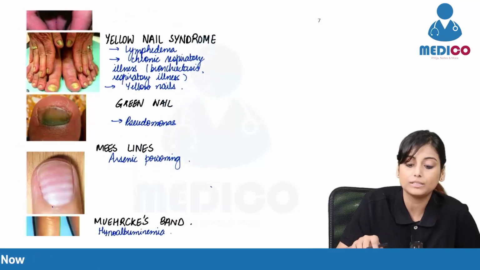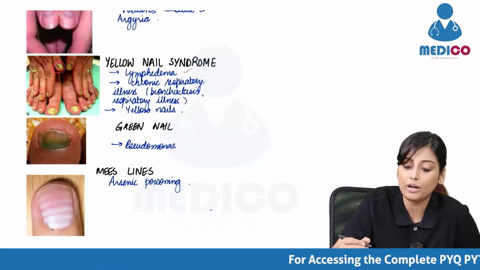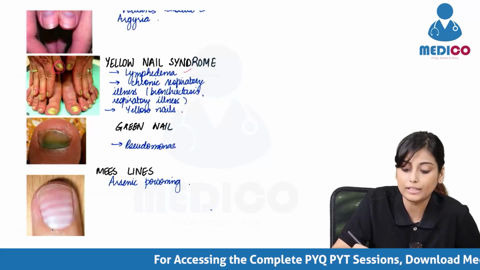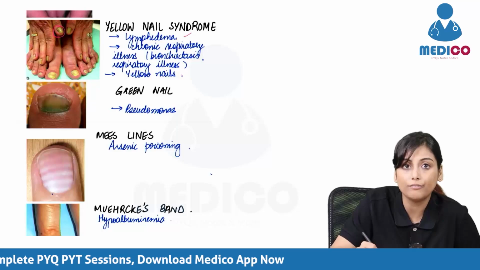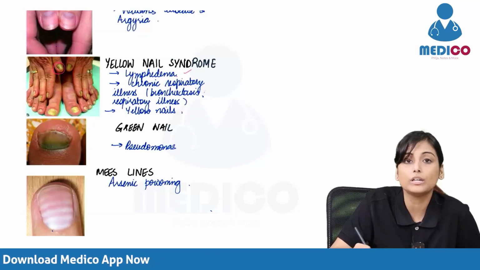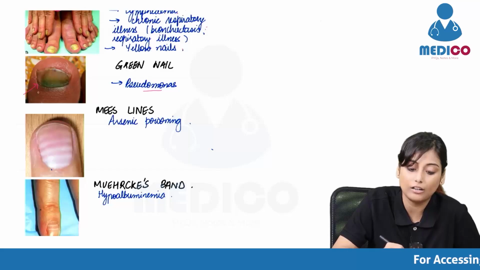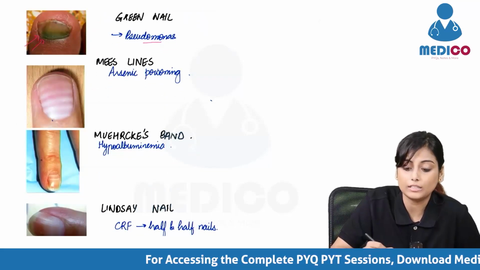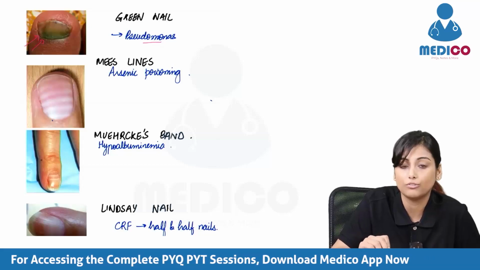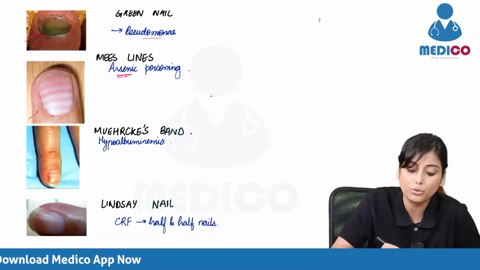Yellow nail syndrome is something where you'll see not just yellow nails, but also lymphedema and respiratory illnesses like bronchiectasis. So there is a problem with the lymphatic system and with the respiratory system. Green nails are seen in Pseudomonas. This is a patient's photo. Then Mees lines are seen in arsenic poisoning. You have to remember there are mnemonics for arsenic poisoning in forensics, so you remember it from there. But Mees lines would look like this.